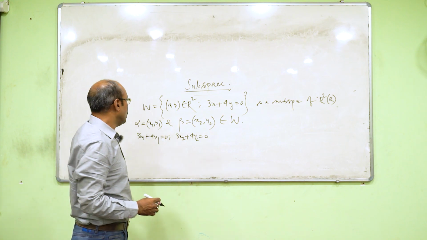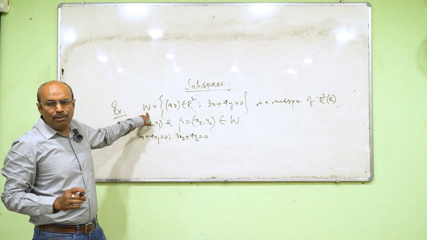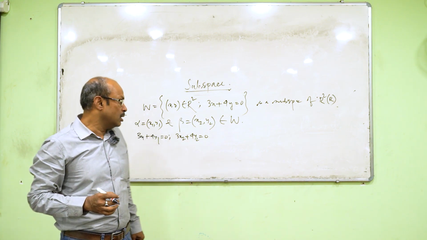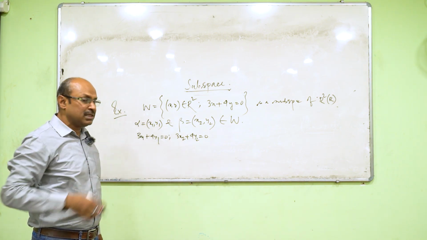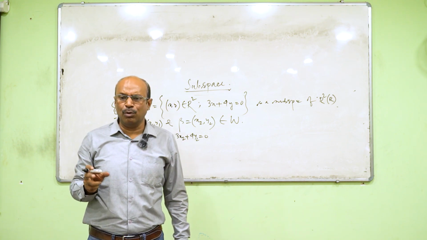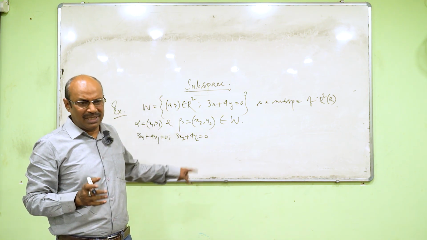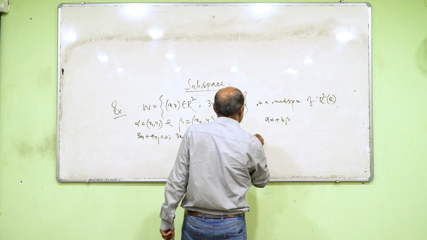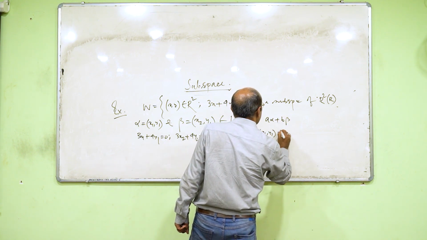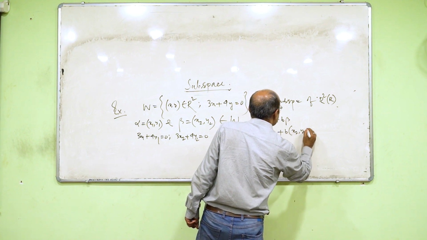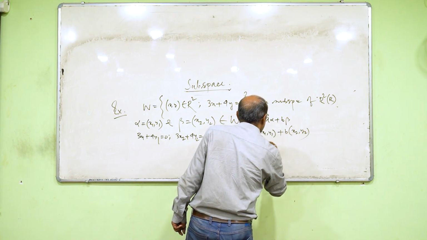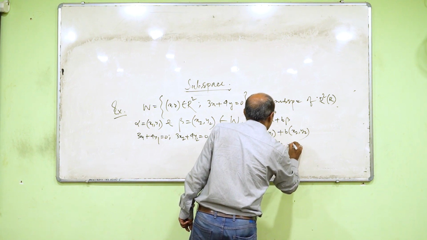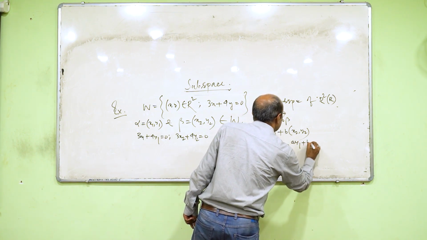Now we have to prove capital W is a subspace. So we already know, to prove W is a subspace, we have to take a linear combination of two vectors alpha and beta. Let's suppose A alpha plus B beta be the linear combination, that is A times (x1, y1) plus B times (x2, y2), that is (A x1 plus B x2, A y1 plus B y2).